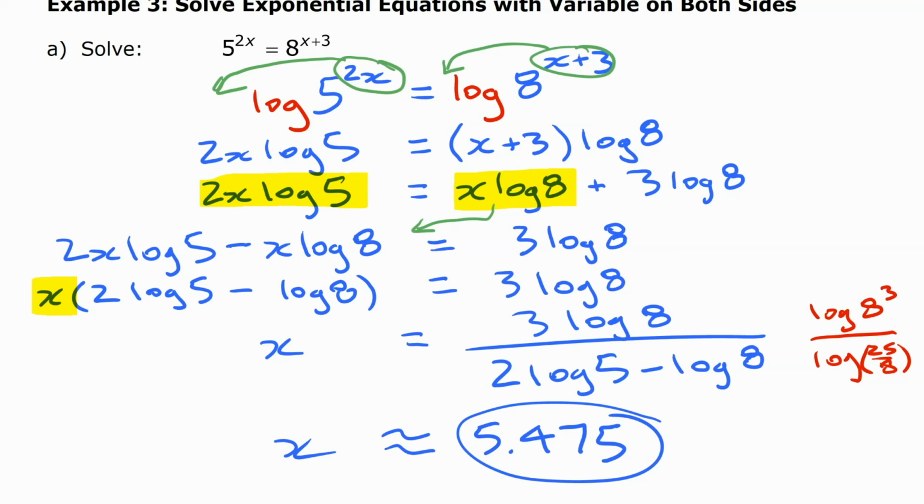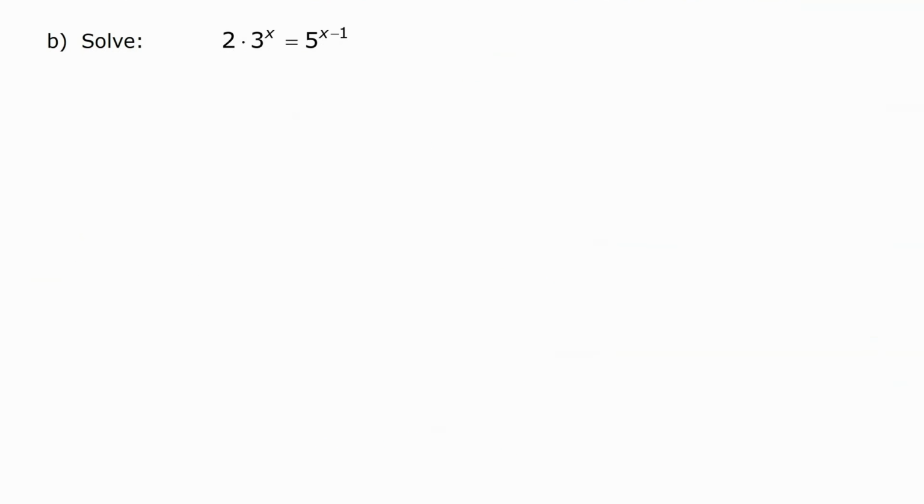Let's do one last one here. All right, this one looks similar to what we just did in that there's the variable in more than one place. We have exponential expressions that have different bases. The only difference here is we have this wrinkle of this multiplied by 2 here.